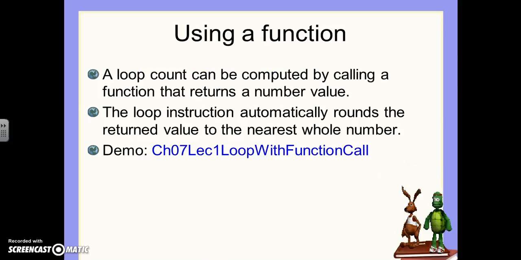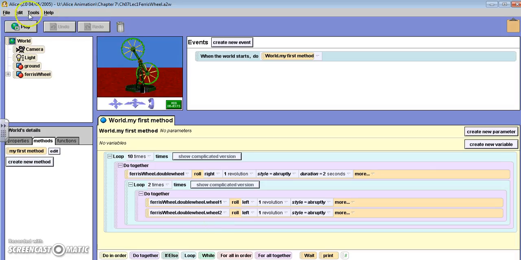Another thing we can do here is we can actually use a function. A loop count can be computed by calling a function that returns a number value. That might help. And the loop instruction automatically then rounds the return value to the nearest whole number. So if we take a look at the next demo, which is the loop with function call, let's take a look at that one.